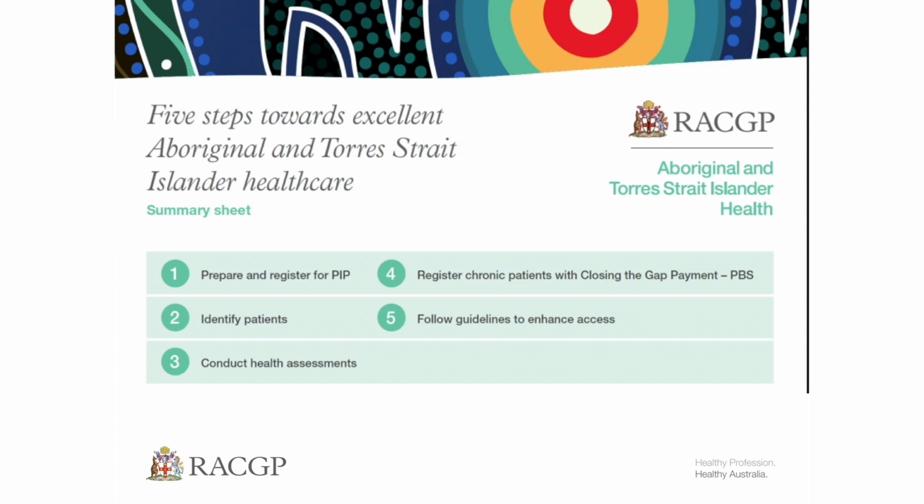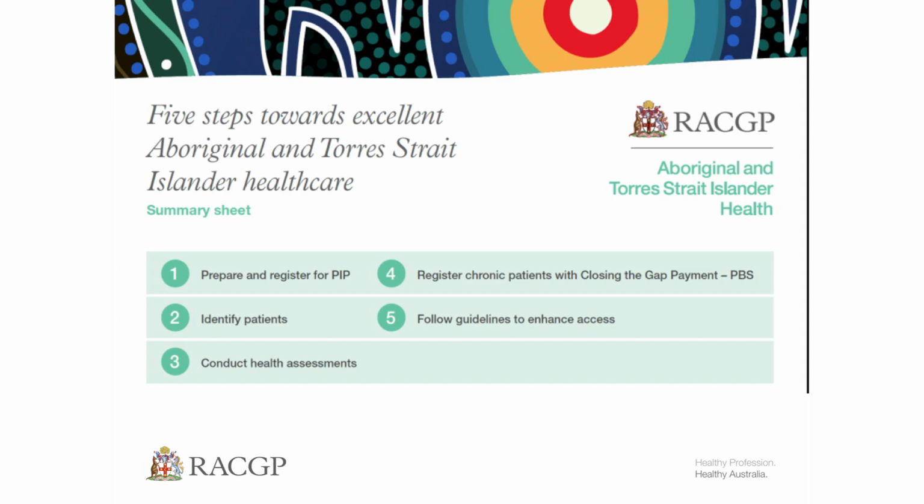The third is to offer or conduct health assessments on your Aboriginal and Torres Strait Islander patients to identify the relevant health issues for those individuals and to work out tailored plans for them. We'll be talking about the crucial components of that and some of the resources that go to the best evidence on the best way of doing that. Step 4 is really important, one of the ones that patients appreciate the most: registering patients with chronic disease, or patients at risk of a chronic disease, for the Closing the Gap PBS co-payment.